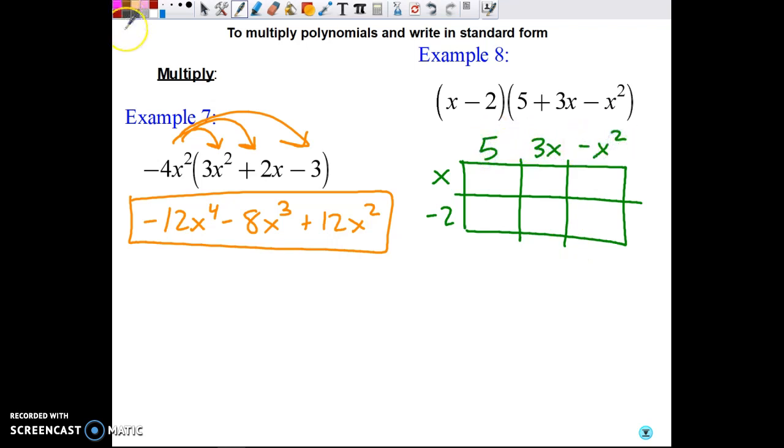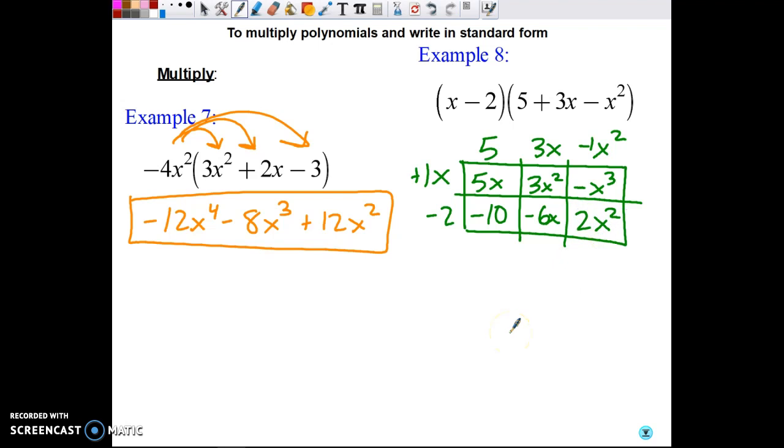And it's as simple as going through multiplying row by column. X times 5, 5x. X times 3x, 3x squared. X times negative x squared, negative x to the 3rd. It stays negative because this is a positive 1 times a negative 1. That makes a negative. 5 times negative 2 is negative 10. Negative 2 times 3x is negative 6x. Negative 2 times negative 1 is positive 2x squared.